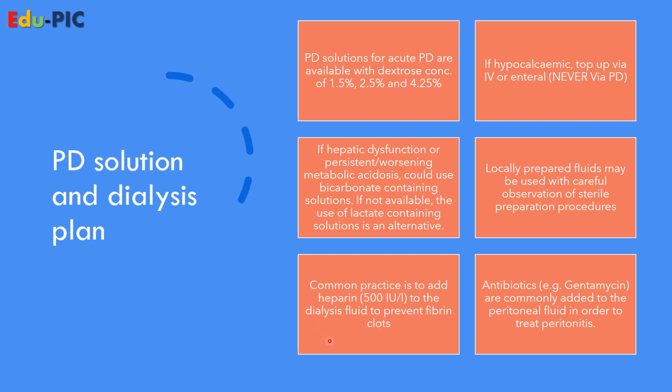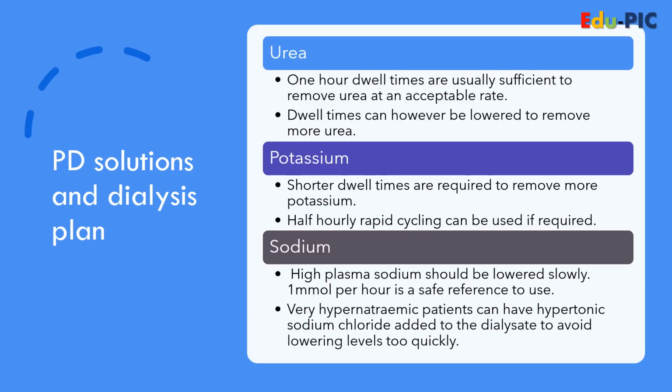It is a common practice to add 500 international units per liter of heparin to the dialysis to prevent fibrin clots. And you still need to add antibiotics, usually gentamicin, to the peritoneal fluid itself to cover against peritonitis. Let's talk about some situations and how to tackle them.